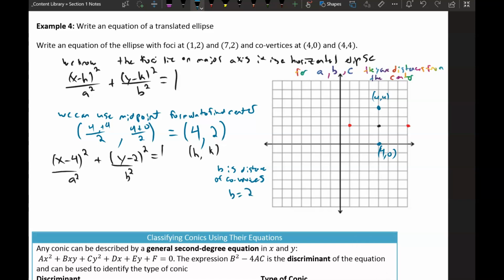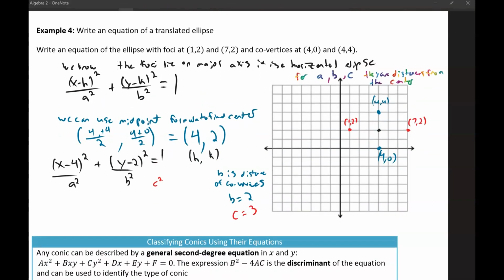The distance of our foci, and I guess maybe I should label these. This is 1, 2, this is 7, 2. Well, that's just going to be an x distance of 1, 2, 3 in each direction. That means C is going to be 3. And we have to think, what is the equation that relates A, B, and C when we have an ellipse? We know that C squared is going to equal A squared minus B squared.